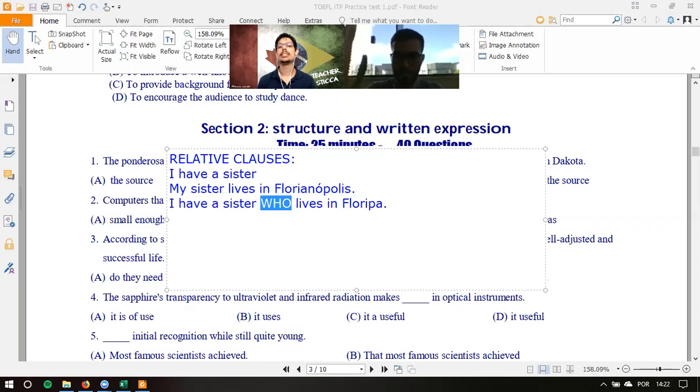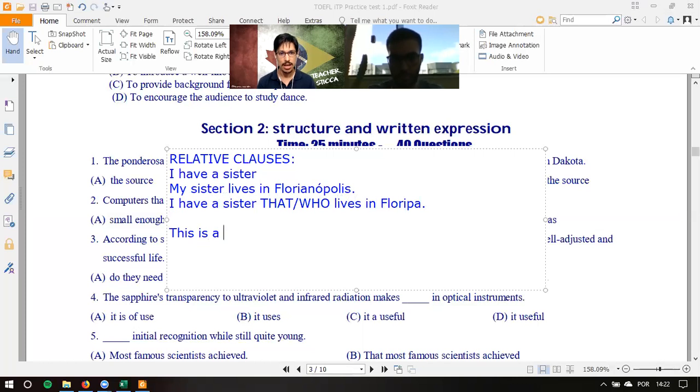Now, when do we need this? We need these in situations in which we have to avoid repetition in the sentence. Now, for people, as I'm talking about my sister, for people, we can use that or who. So if I say, I have a sister that lives in Florianopolis, or I have a sister who lives in Florianopolis, we have the same meaning, okay?